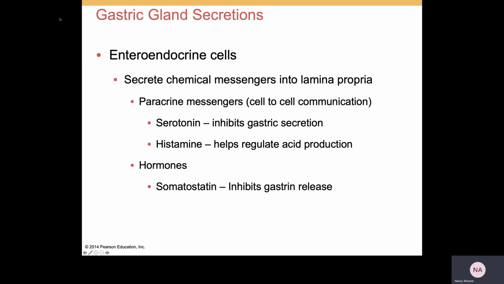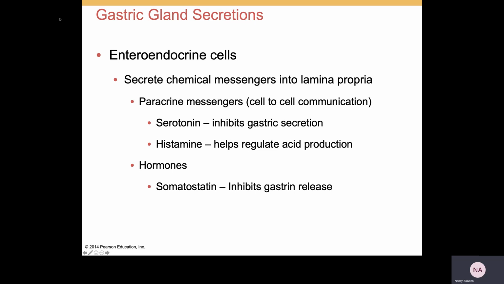And then we also need to talk about the enteroendocrine cells. They are going to secrete various chemical messengers into the connective tissue lamina propria. Remember that paracrine factors are going to be involved in cell-to-cell communication. Serotonin will inhibit the secretion of gastric glands. Histamine will help regulate acid production. Actually, it increases it. Sorry, histamine will increase acid production.